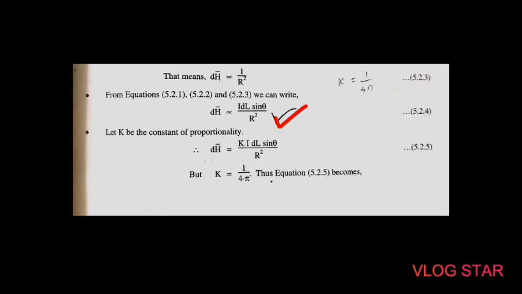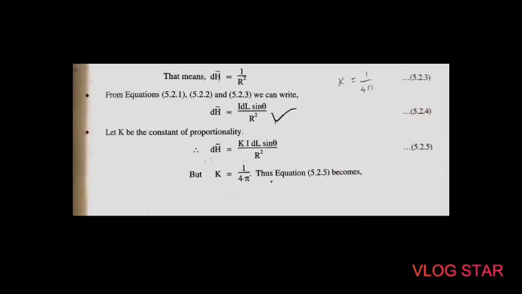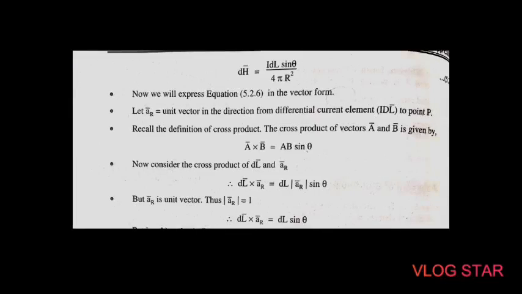But we know that the value of K, that is the proportionality constant, is nothing but 1 upon 4 pi. So we have to put this constant value in this equation. So we can write K is equal to 1 upon 4 pi. So this equation becomes dH bar is equal to IdL sin theta upon 4 pi R square. This is the basic equation of magnetic field intensity.